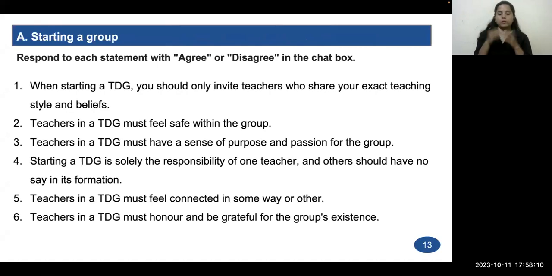Now on your screen, you can see some statements related to the starting of a teacher development group. Your task is to indicate whether you agree or disagree with these statements. If you agree with these statements, you have to type A, and if you disagree with a statement, you have to type D in the chat box. For example, statement 1: when starting a TDG, you should only invite teachers who share your exact teaching styles and beliefs. So you can type your answers by typing 1, A or D.